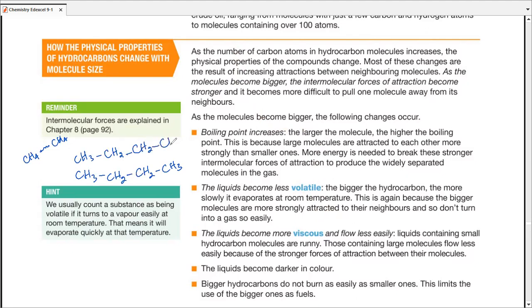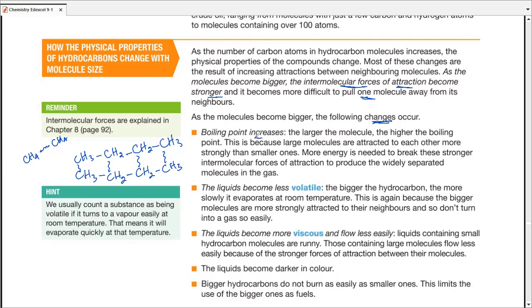For the sake of understanding, we simply divide them into points, these are the attractive points that a chain has with another chain. So if there is one carbon atom, one attraction point; four carbon atoms, four attraction points; 100 carbon atoms, 100 attraction points. Intermolecular forces of attraction become stronger and stronger, and it's difficult to pull one molecule away from its neighbors, which means they like to stick to one another. So when the molecules become bigger, what kind of physical changes happen? We're going to go through that in this portion.